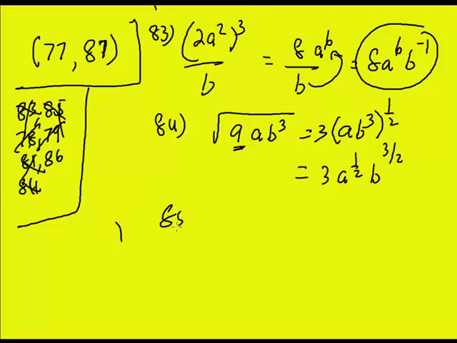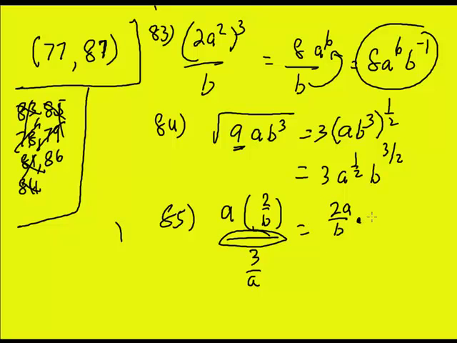85. I have a times quantity 2 over b, all that divided by 3 over a. Okay, when I simplify the top, I'm going to get 2a over b, and this means division. Division turns into multiplication, and it flips. Okay, now I have 2a squared over 3b. Just take the b to the top, that'll give me 2a squared, b to the negative 1, and then you get 3 on the bottom.